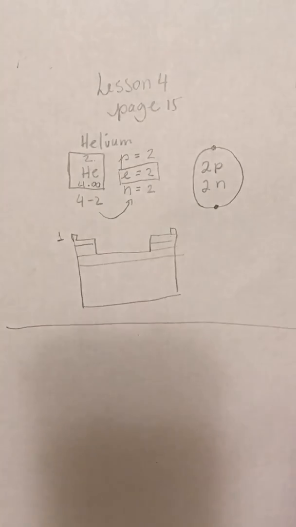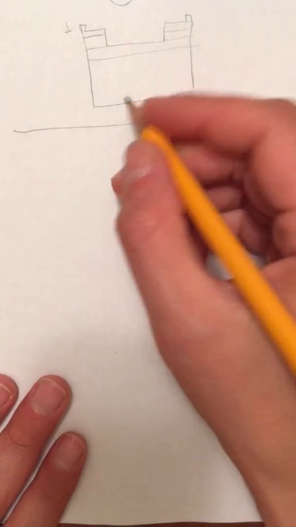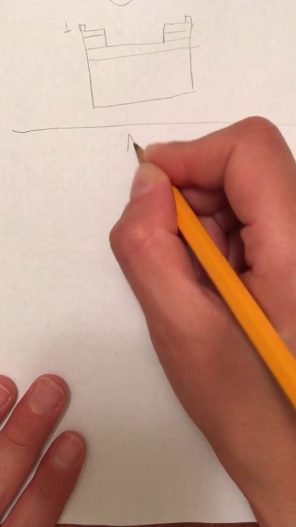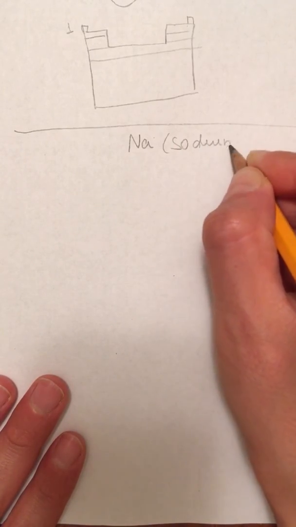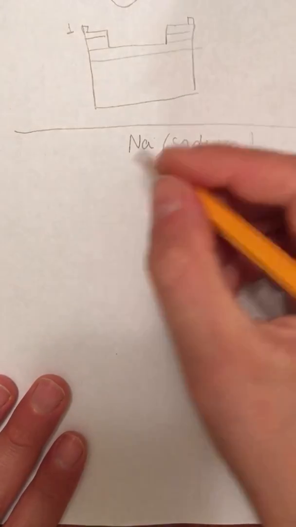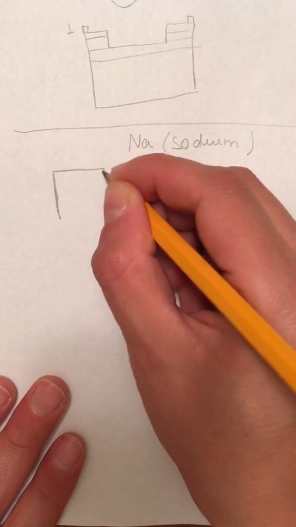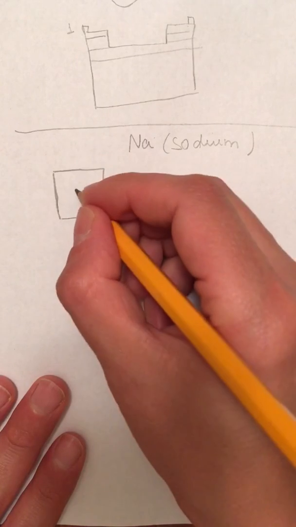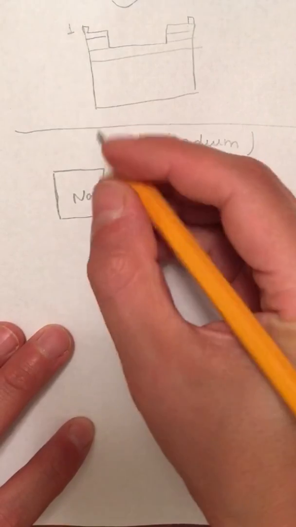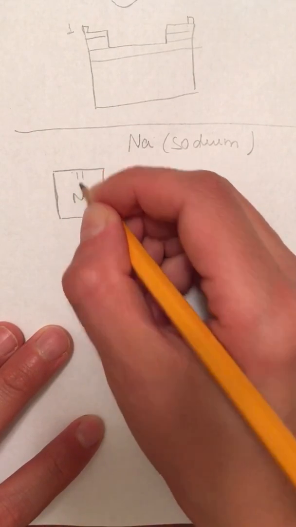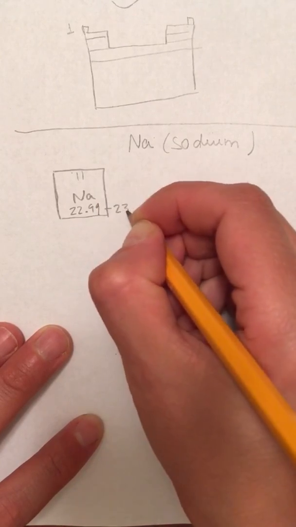Alright, so the second example, just move this over here, is going to be sodium. Okay. So if I look at the periodic table, I'll write it down over here. It's going to be the symbol Na, and it's going to have 11 at the top and then 22.99 at the bottom, which you definitely should round to 23.